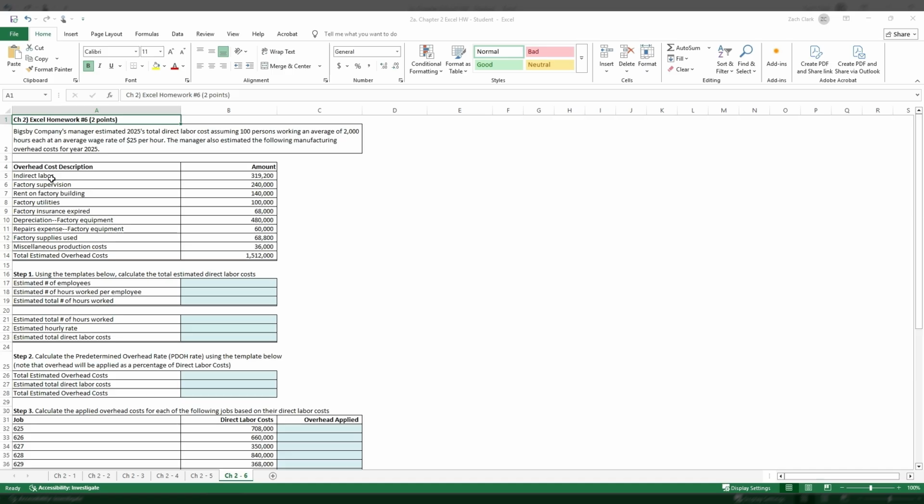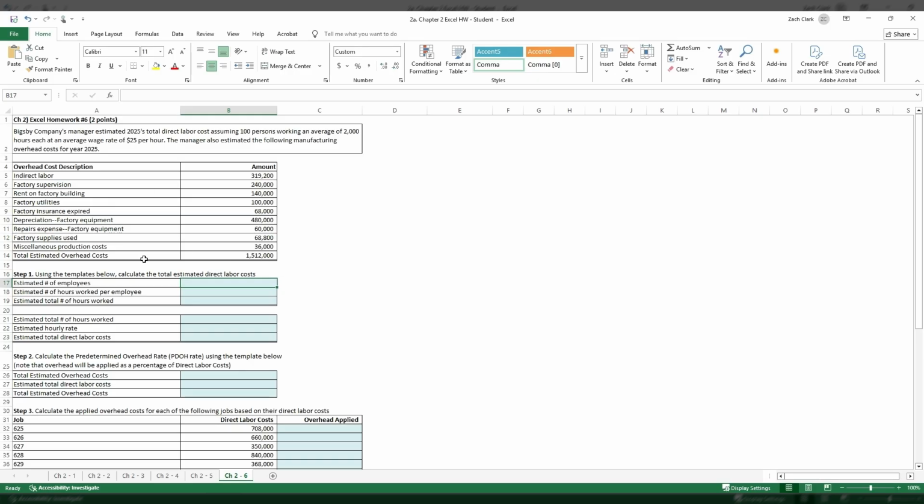And so again, we're sitting here as managerial accountants, trying to forecast and budget for the upcoming year. We put together this budget, and our total estimated overhead costs with all of these individual amounts: utilities, insurance, depreciation, repairs expense, supplies used, miscellaneous, all kinds of stuff. The total that we think we're going to spend next year on overhead is $1,512,000.